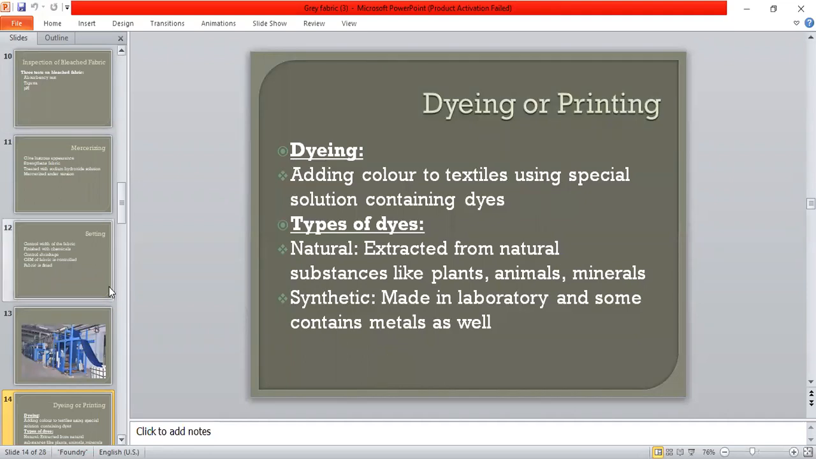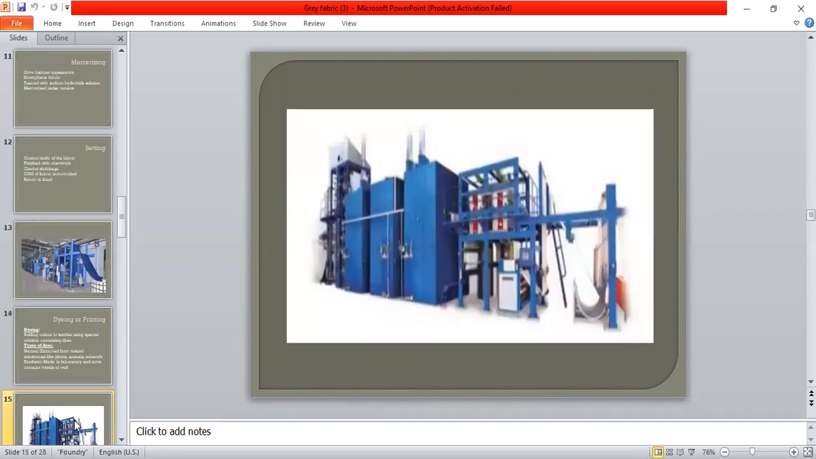There is a machine called the thermosol dyeing machine. This is the machine, the thermosol dyeing machine. The process followed is the continuous dyeing process. This process is totally a continuous process in which dry cloth is passed full width through a trough of hot dye solution. Then the fabric goes between padded rollers that squeeze in the color evenly and remove the excess liquid.